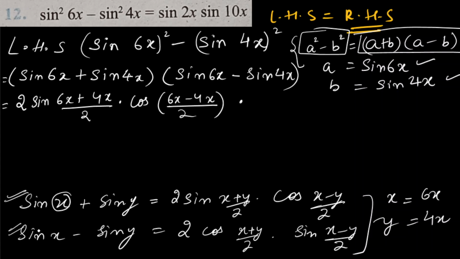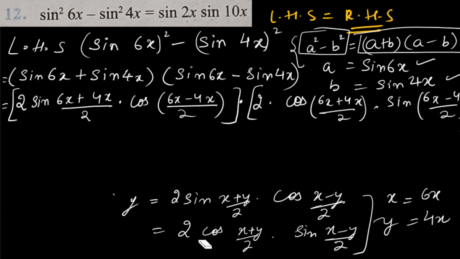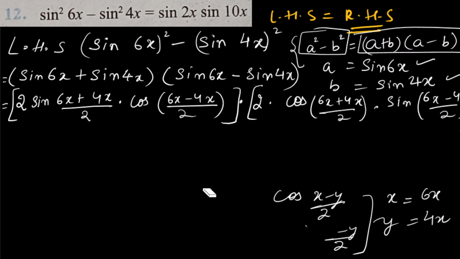For the second bracket, we have to use the second formula. So 2 into, because it is minus, cos comes first: cos x plus y, that means 6x plus 4x by 2, into sine x minus y, that means 6x minus 4x by 2. So this is the first bracket and this one is the second. Both the identities I have used. Now let us simplify it further.